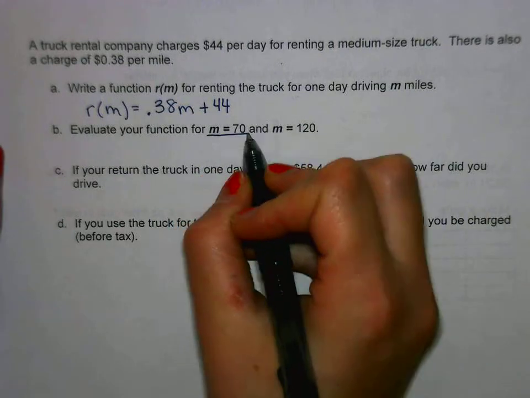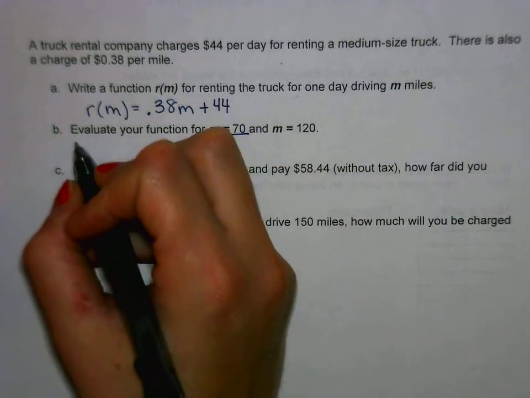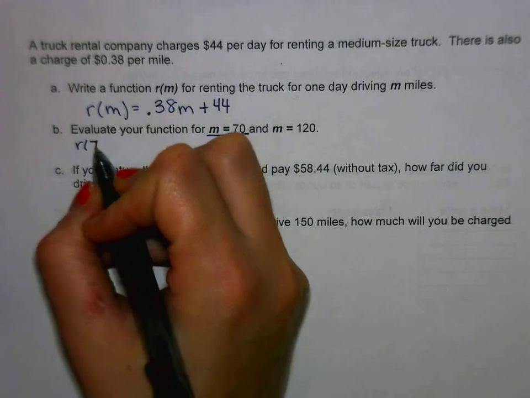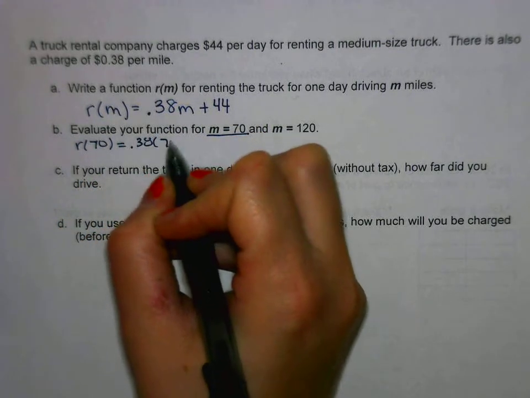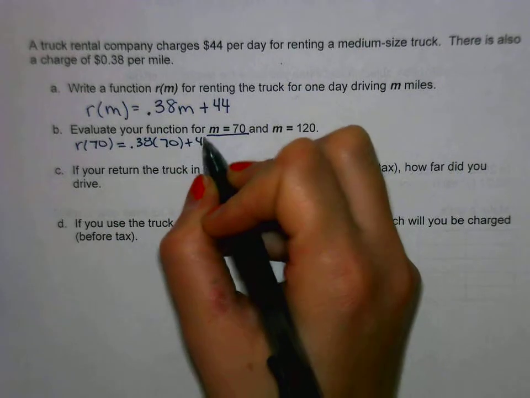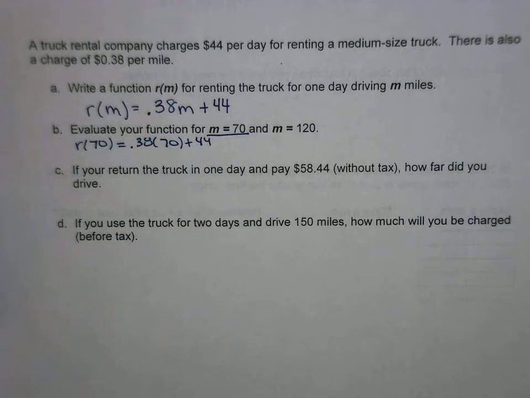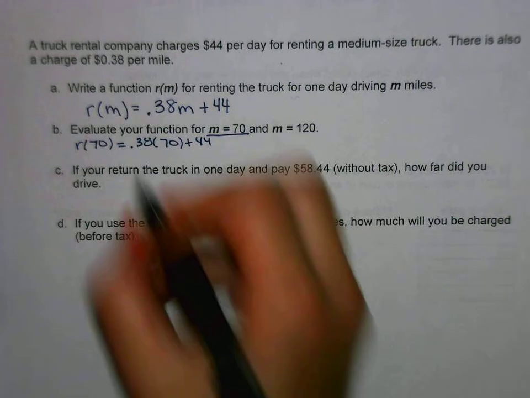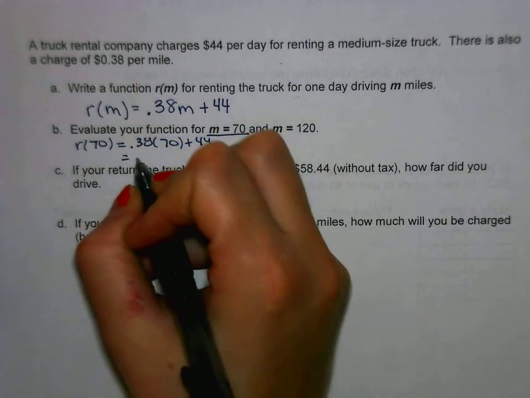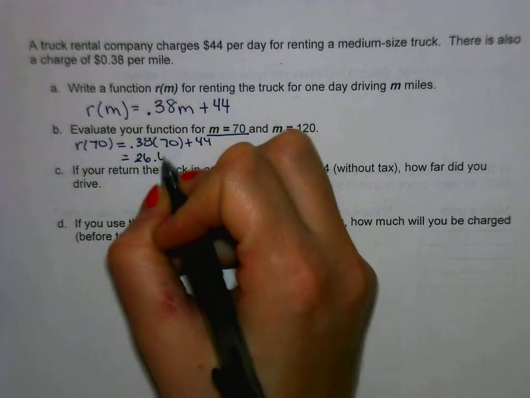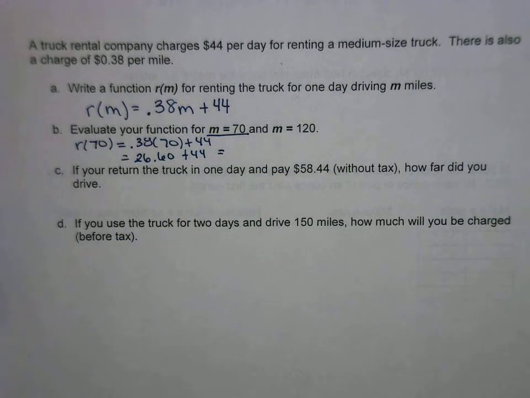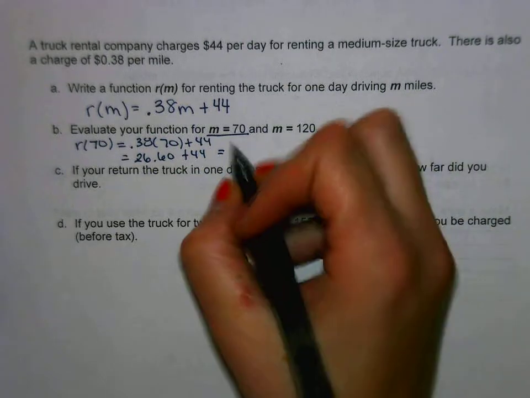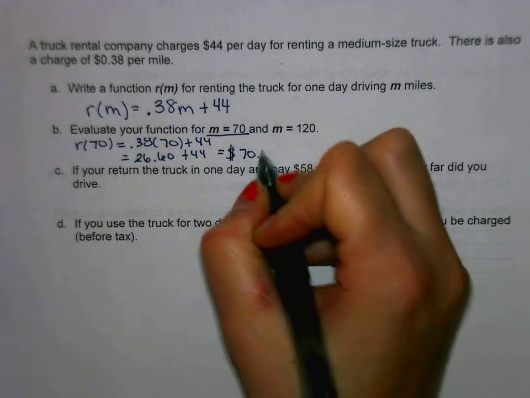So if we drive 70 miles, that means our M is now 70. So I have 38 cents times 70 plus $44. So 38 cents times 70 miles, we know that we have $26.60 plus 44. So if we drive 70 miles, we are being charged $70.60 for the day.